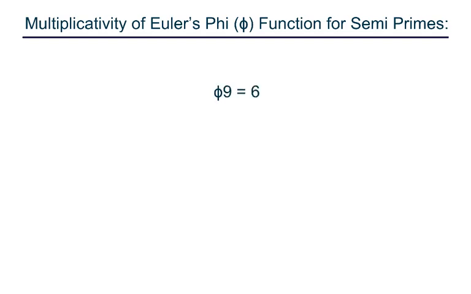So for example, the phi of 9 is 6, because there are 6 numbers less than or equal to 9 that don't share any common factors other than 1 with 9. On the other hand, 3, 6, and 9 do share common factors with 9. 3 shares a factor of 3 with 9, 6 shares a factor of 3 with 9, and 9 shares a factor of 3 and 9 with 9. So it follows that there must be 6 remaining numbers that don't share common factors other than 1 with 9. Therefore, the phi of 9 is 6.